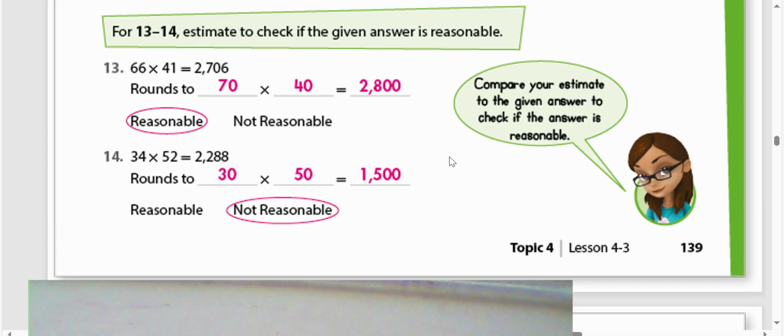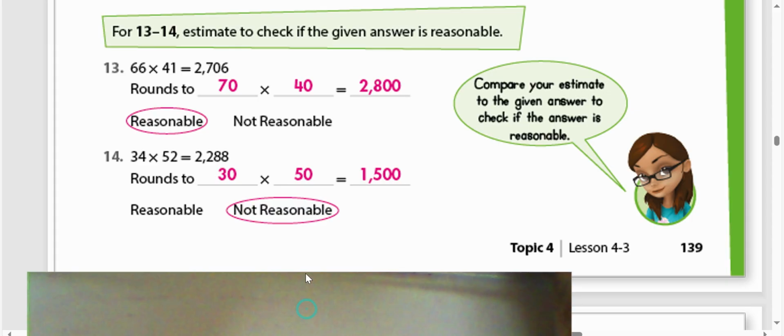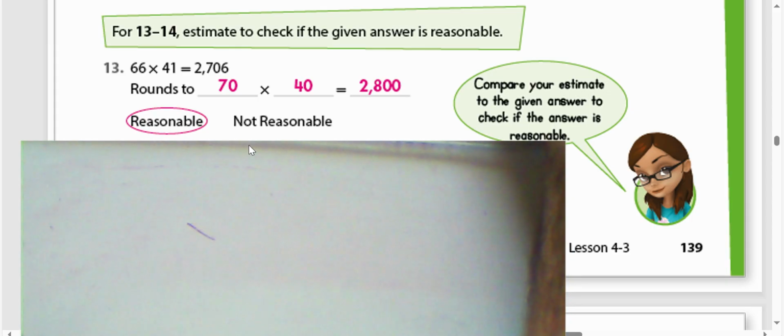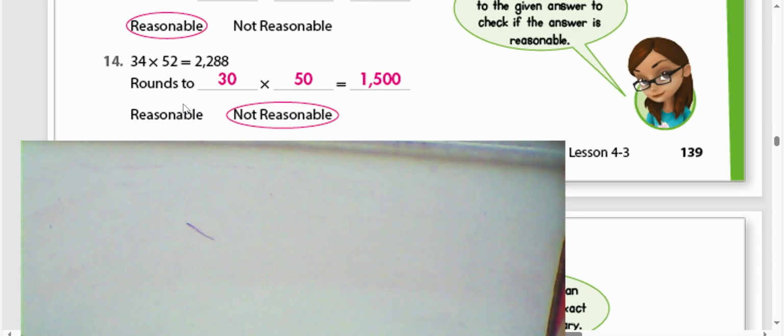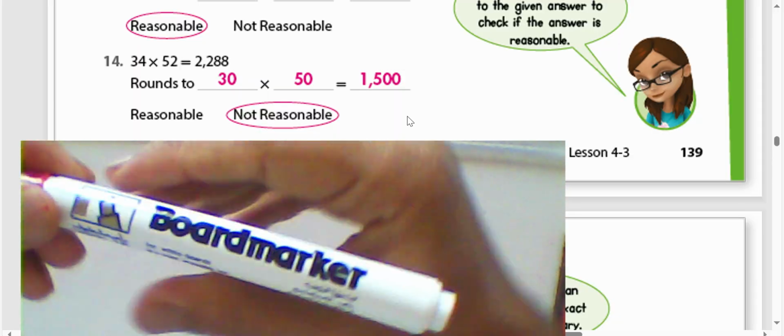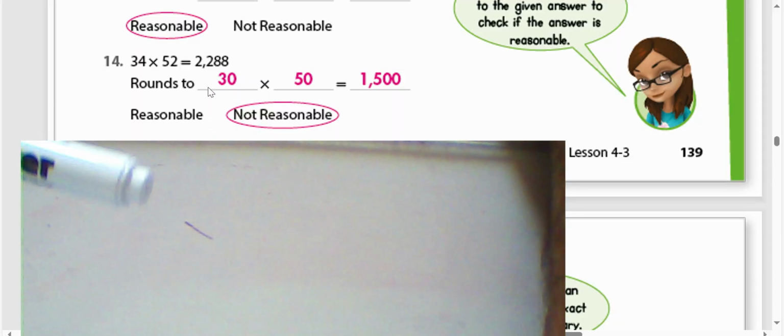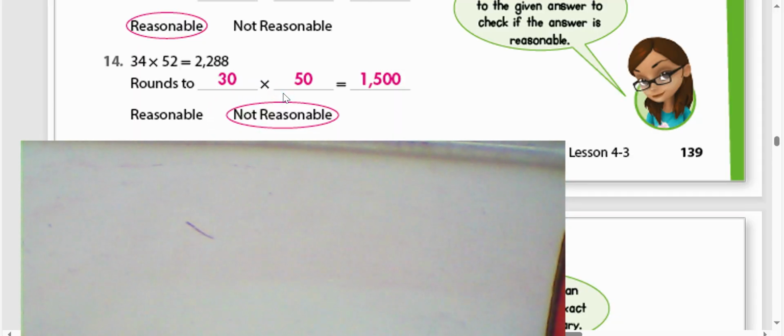66 times 41. He wants the rounding here, responsible or not. 66 nearest to 70, and 41 nearest to 40. It will be 2800, nearest to 2706. So responsible, nearest to. But in this example, 34 times 52. 34 nearest to 30, and 52 nearest to 50. The product between them equals 1500, and the actual number will be 2288, the number not responsible.